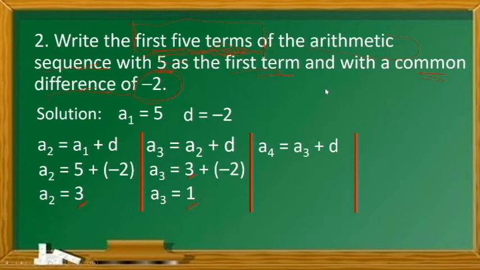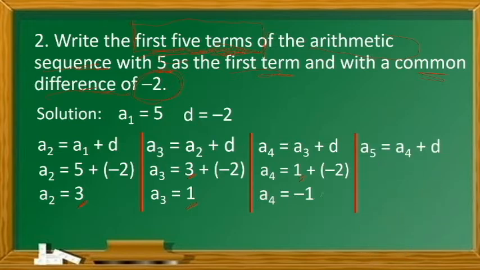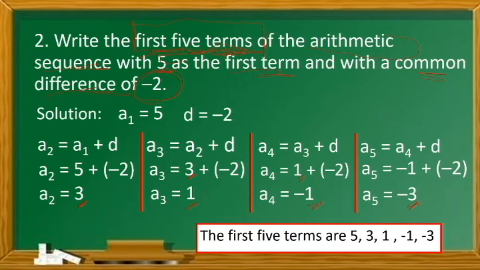Next, a sub 4. So a sub 4 is equal to a sub 3 plus d. Then a sub 4 is equal to 1, our third term, plus the common difference, negative 2. And our a sub 4, or fourth term, is negative 1. So we have now a sub 5, or the fifth term. Substitute this, we have a sub 5 is equal to negative 1, which is our fourth term, plus negative 2, then a sub 5 is equal to negative 3. Therefore, the first 5 terms are 5, 3, 1, negative 1, and negative 3.